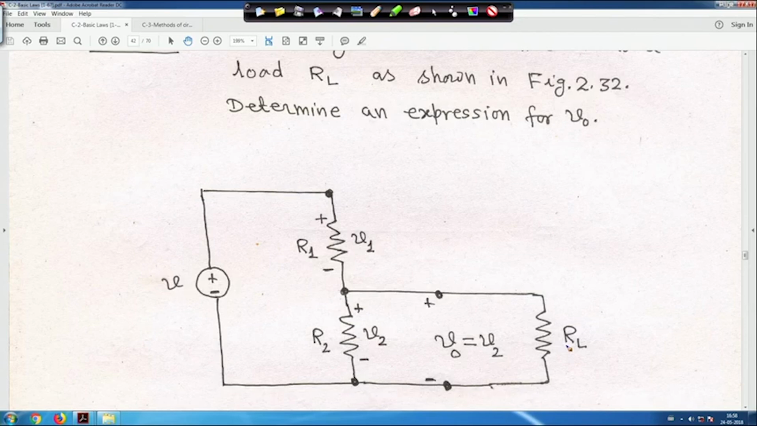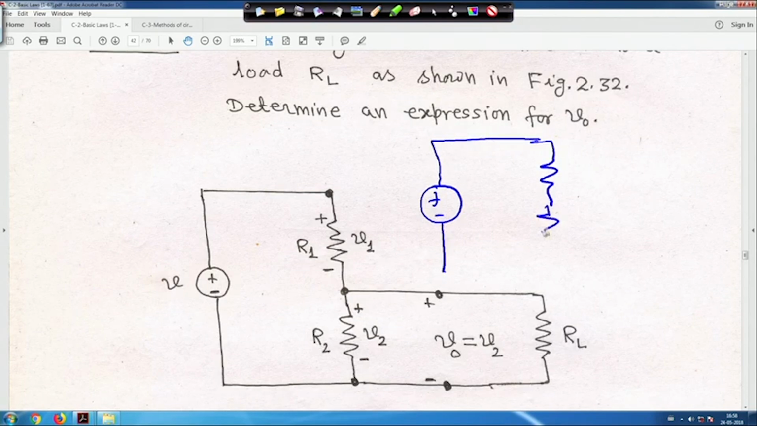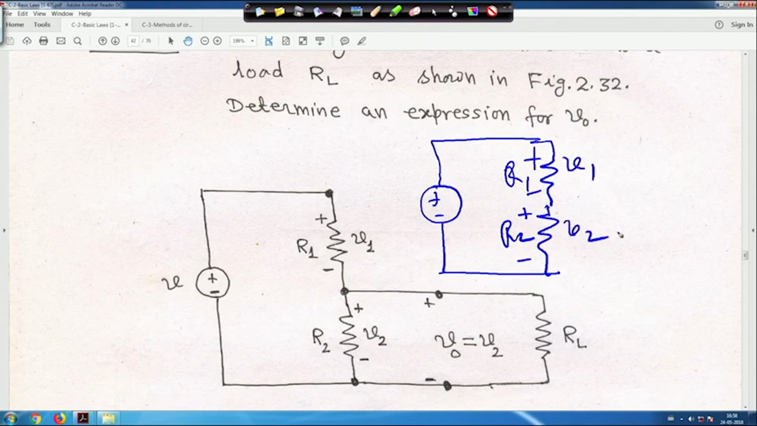Actually the circuit is like this: this is a voltage divider circuit, this is V. It is a series circuit with R1 and R2, right. This is your R1 and this is your R2, and this is the plus minus terminal, the way it has been marked, I am marking. This is your V1 and this is your V2.